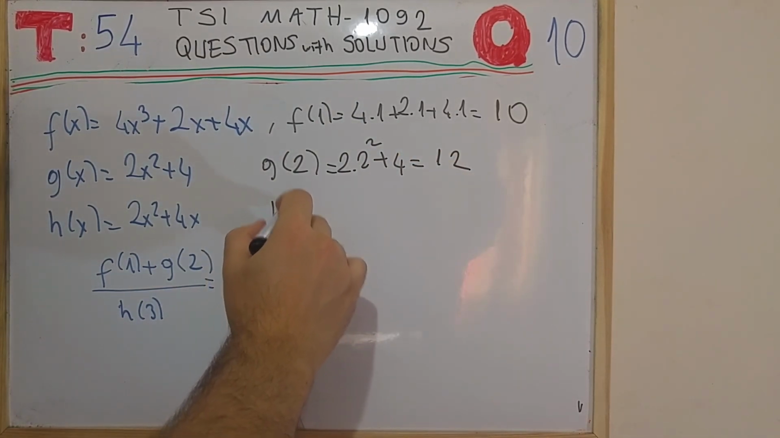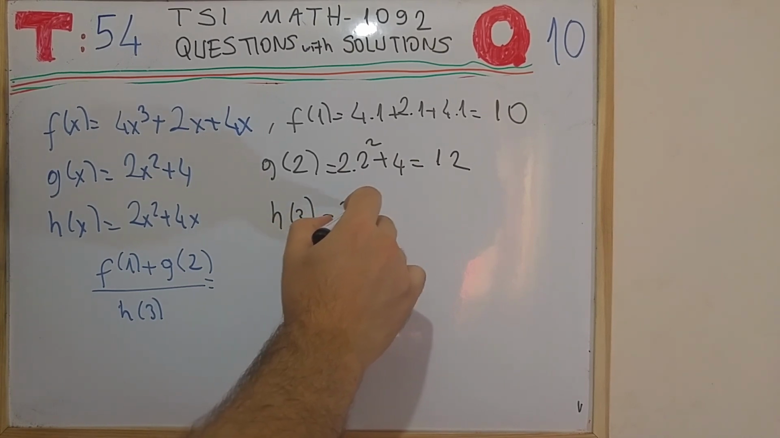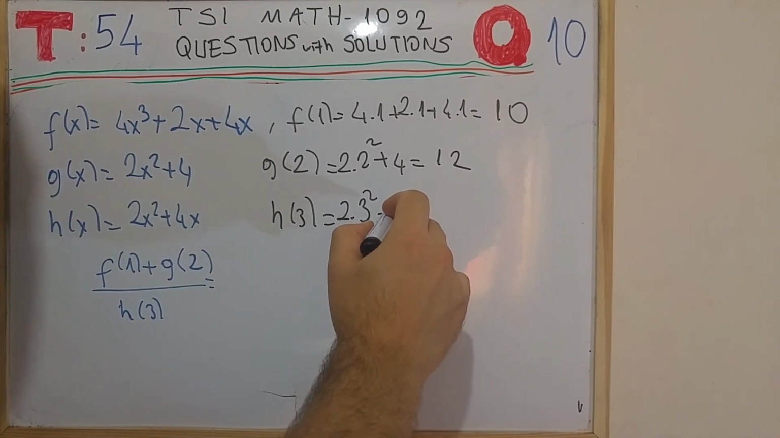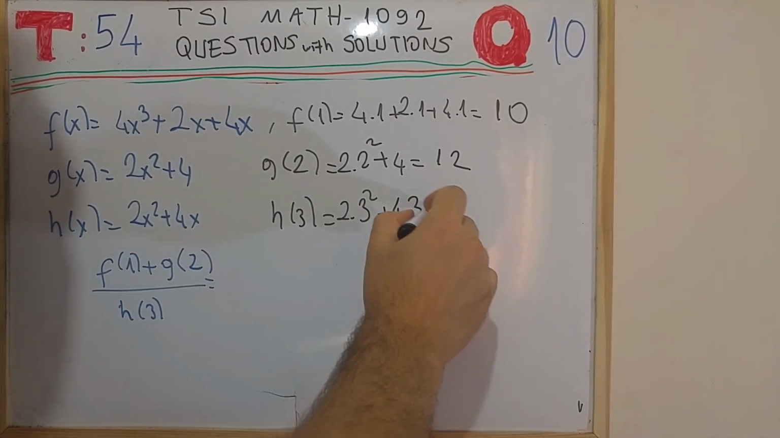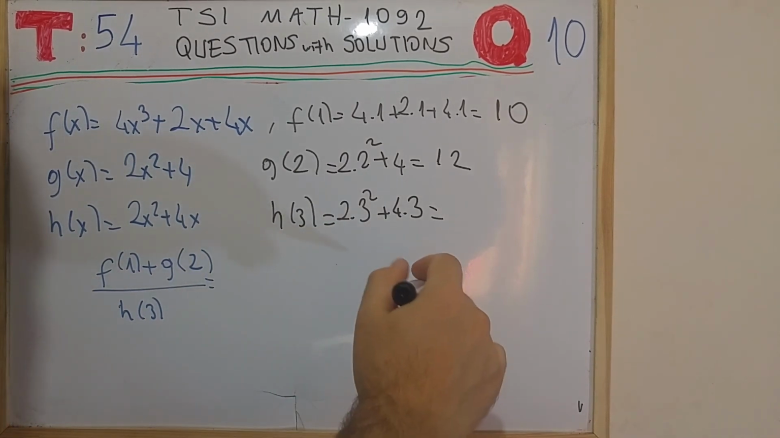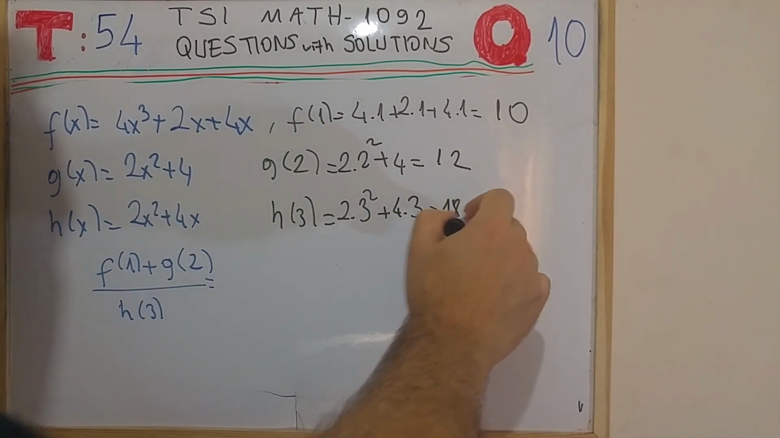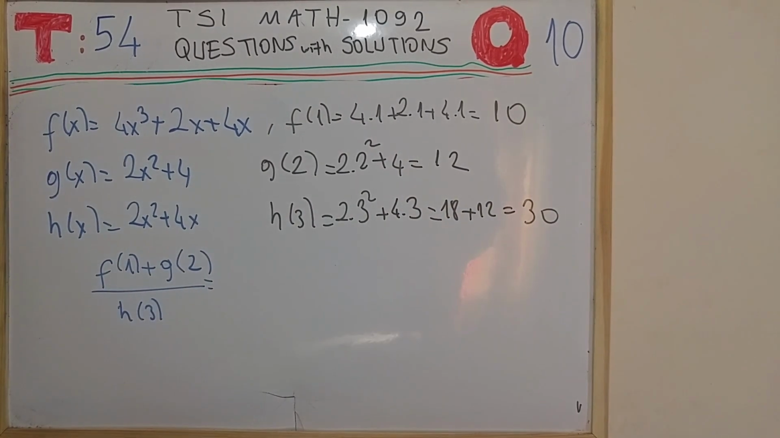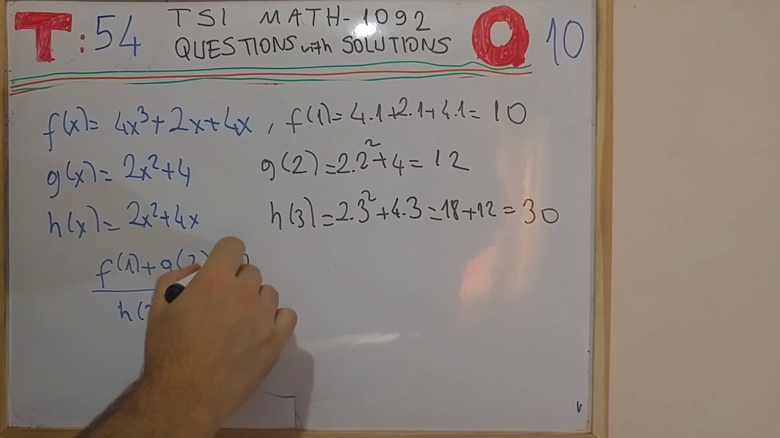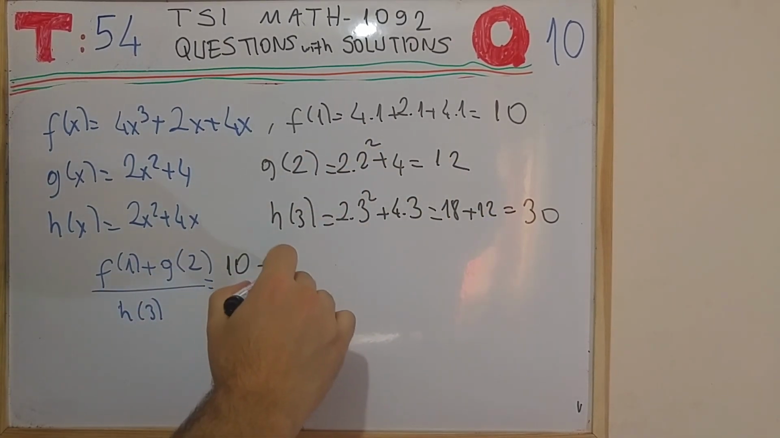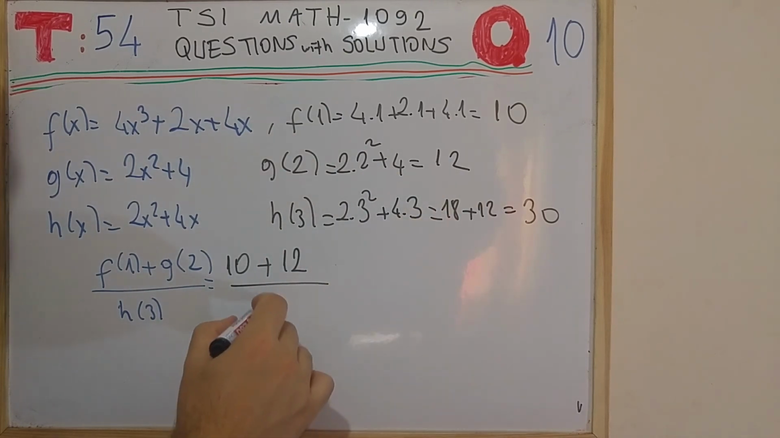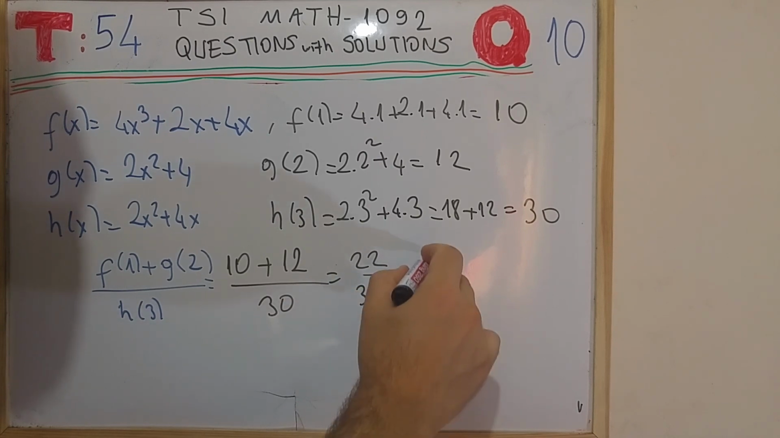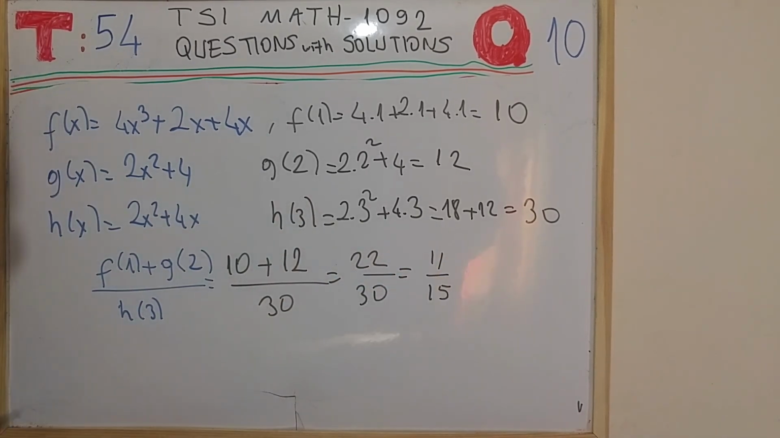And h of 3 will be equal to 2 times 3 squared plus 4 times 3, which is equal to 9 times 2 is equal to 18 plus 12, which is equal to 30. Then this is going to be equal to f of 1, which is 10, plus g of 2, which is 12, over 30, which is equal to 22 over 30, or you could say 11 over 15.